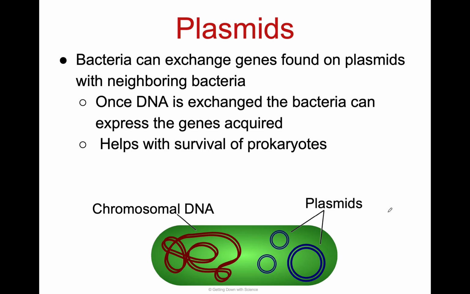So it's like, hey, I got a gene that's helpful for our survival. Why don't you go ahead and have it over here, right? And they can kind of switch them back and forth. It's an evolutionary trait that they've developed over time. It's also, if we're taking a look at it, one of the reasons to support our endosymbiotic theory.